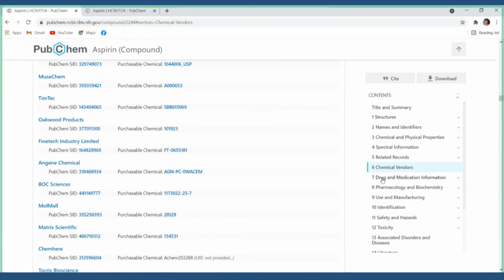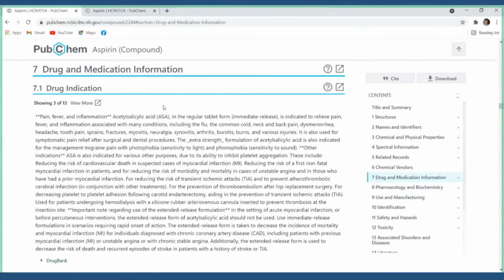If you want information about the drug and medication, click on this. Can you see, if you want information about aspirin, it is for pain, fever, and inflammation. It is the regular tablet form, immediate release, indicated to relieve pain, for fever, and inflammation associated with many conditions, including flu, common cold, neck and back pain, dysmenorrhea, headache, toothache, pains, and fractures. Everything that you want to know about aspirin, you will get under this.